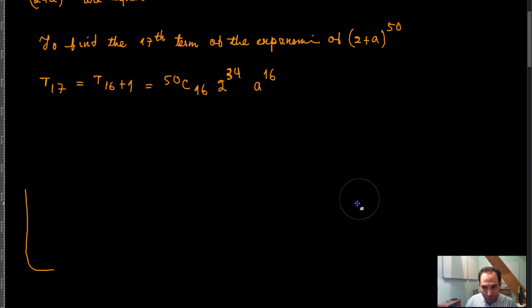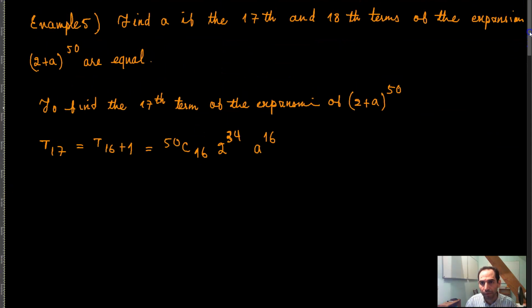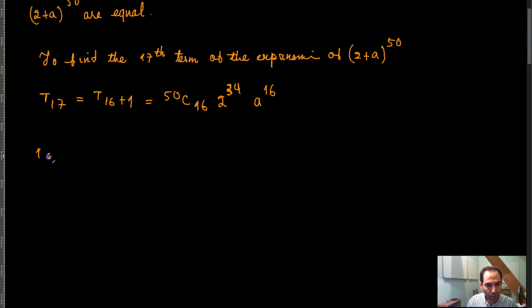Moreover, in order to calculate the 18th term of the expansion, you would have T of 18 is equal to T of R plus 1, which is equal to 17 plus 1, which means that your R here is 17. So you would write 50 combination 17, and 2 raised to the power 50 minus 17 is equal to 33, and a raised to the power 17.